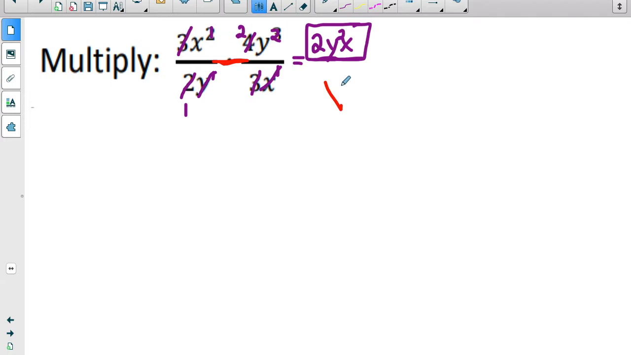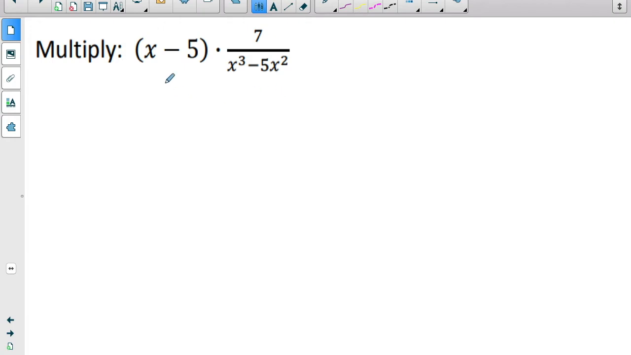Now if we talk about restrictions, since x simplified out of the denominator, x cannot be 0, and y cannot be 0. And that's it. That's all we need to do for this problem here. And we did a bunch of those already, and we've done those before. So let's look at one that's a little more complicated.